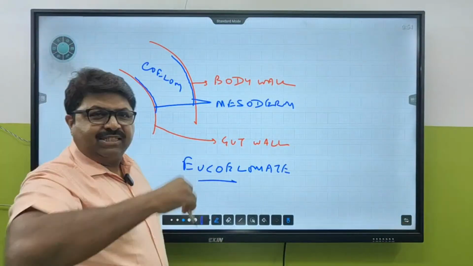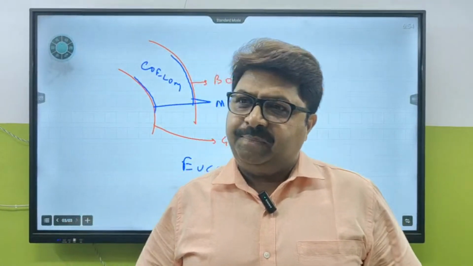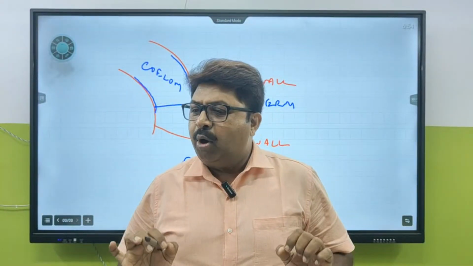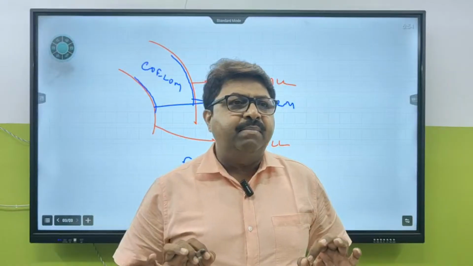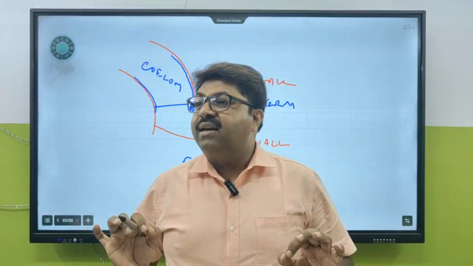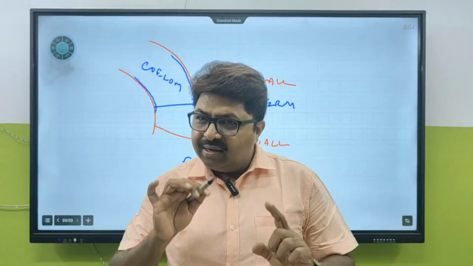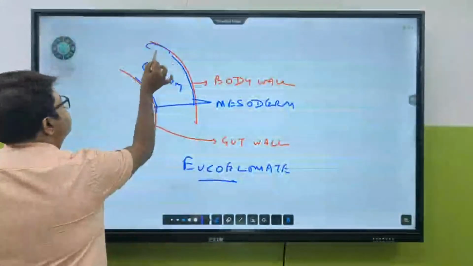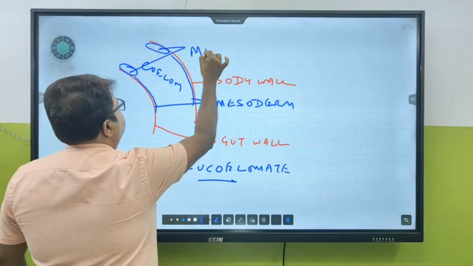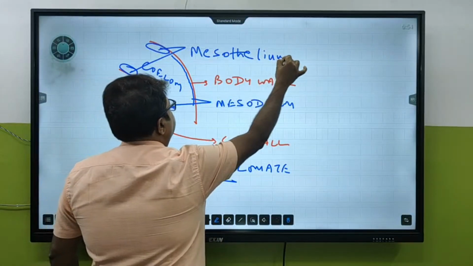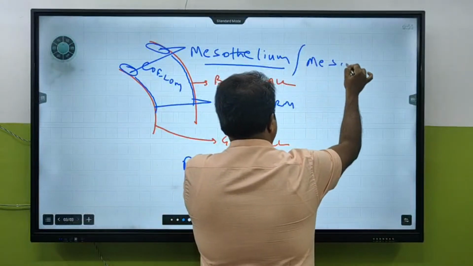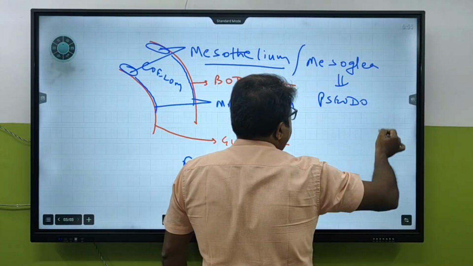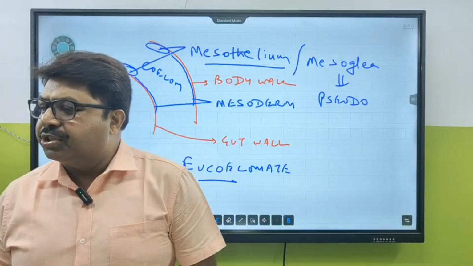But in case of Ascaris or Aschelminthes or Nemathelminthes or Nematoda, the body wall is not completely lined by mesoderm. The gap in between the body wall and the gut wall is lined by mesoglia. They are present in the form of pouches, and these are called mesothelium or mesoglia. That is why we cannot call them to be having a true coelom. We call them to be having pseudocoelom.